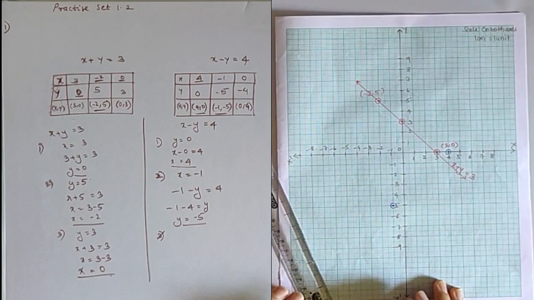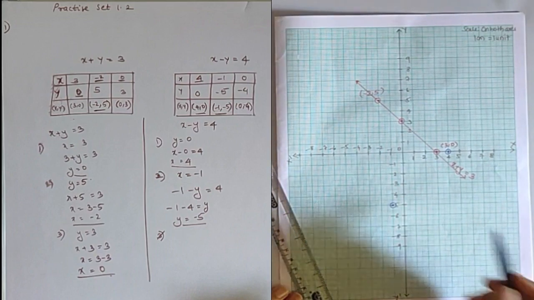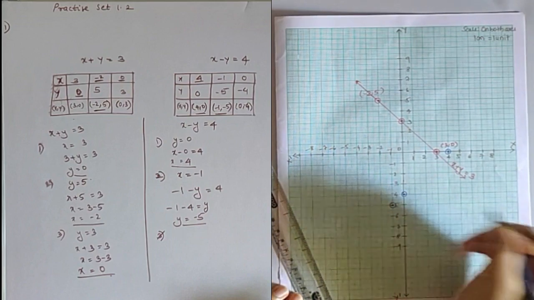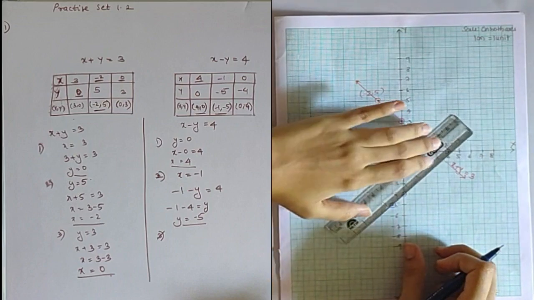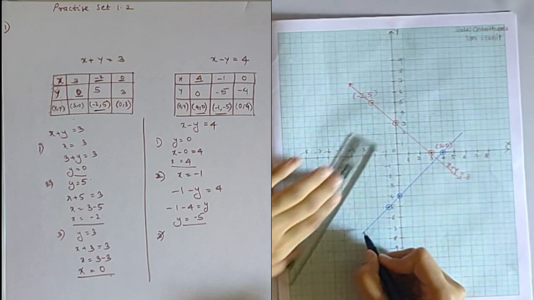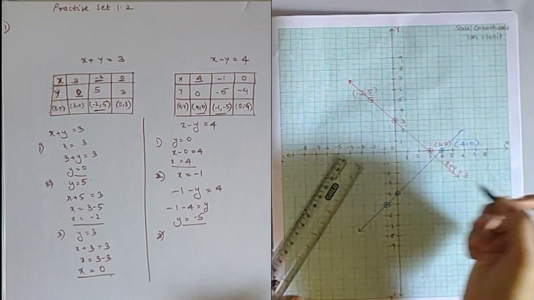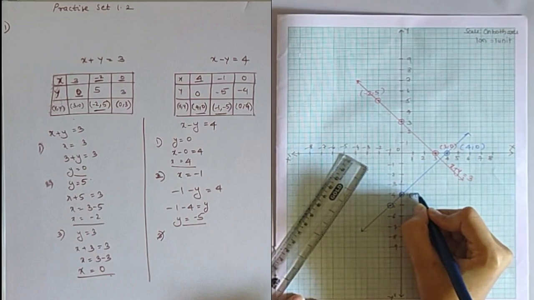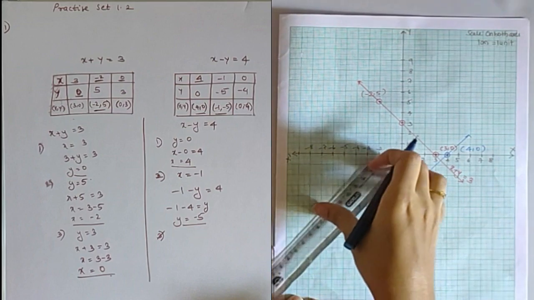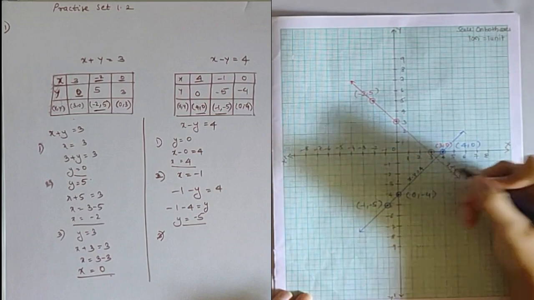Minus 1, minus 5. Next, 0, minus 4. Where is your 0, minus 4? That will be on y-axis. So this is your 0, minus 4. Now let's draw a line through these points. So this was your 4, 0. This was your 0, minus 4, and this was your minus 1, minus 5. Never forget to write this. And your equation was x minus y is equal to 4.